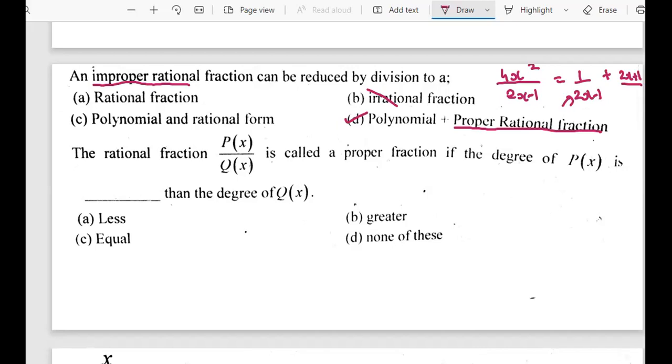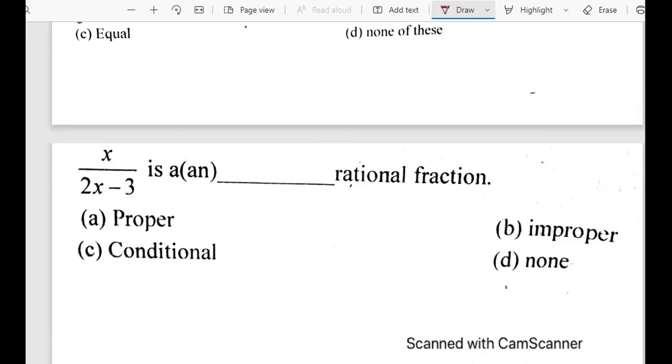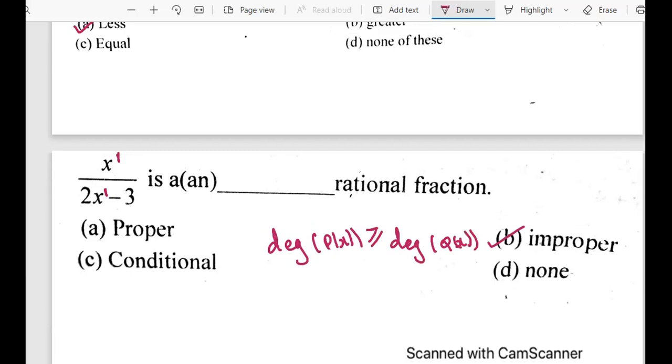Yes, okay. This time the question is: the rational fraction P of x over Q of x is dash, then the degree of Q of x. Yes, this is very simple. Very good. What do you think about this one? Improper. Yes, it is improper. Why? Because of the degree. What was the condition for improper, degree of P of x greater than or equal to Q of x? So this was the condition for an improper rational fraction.